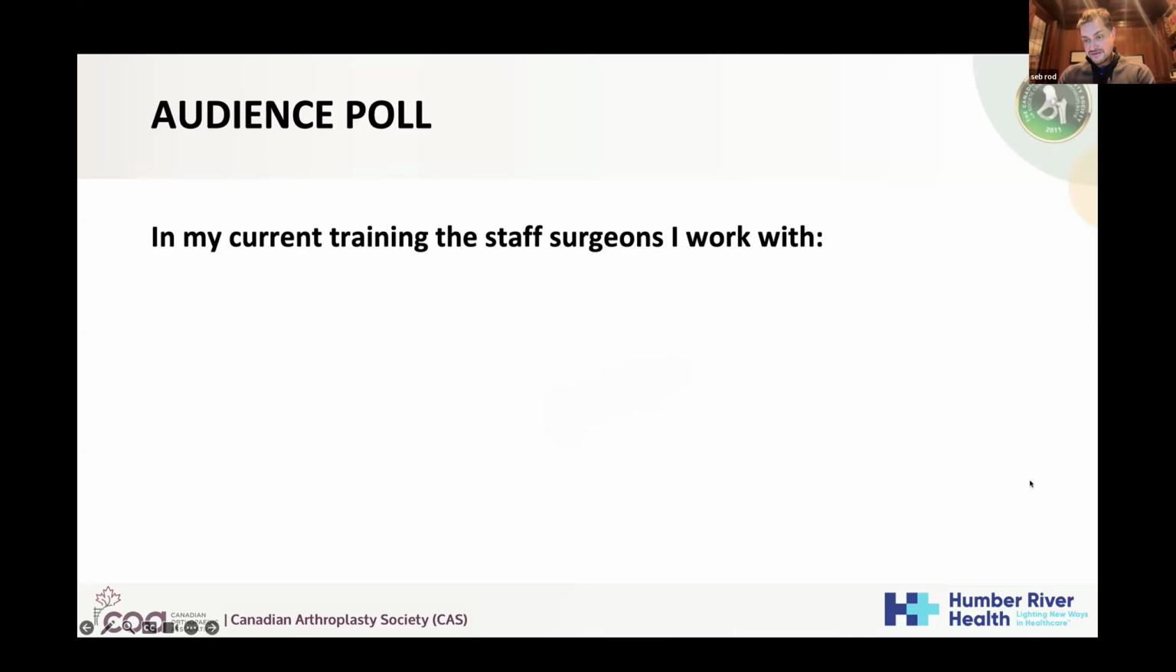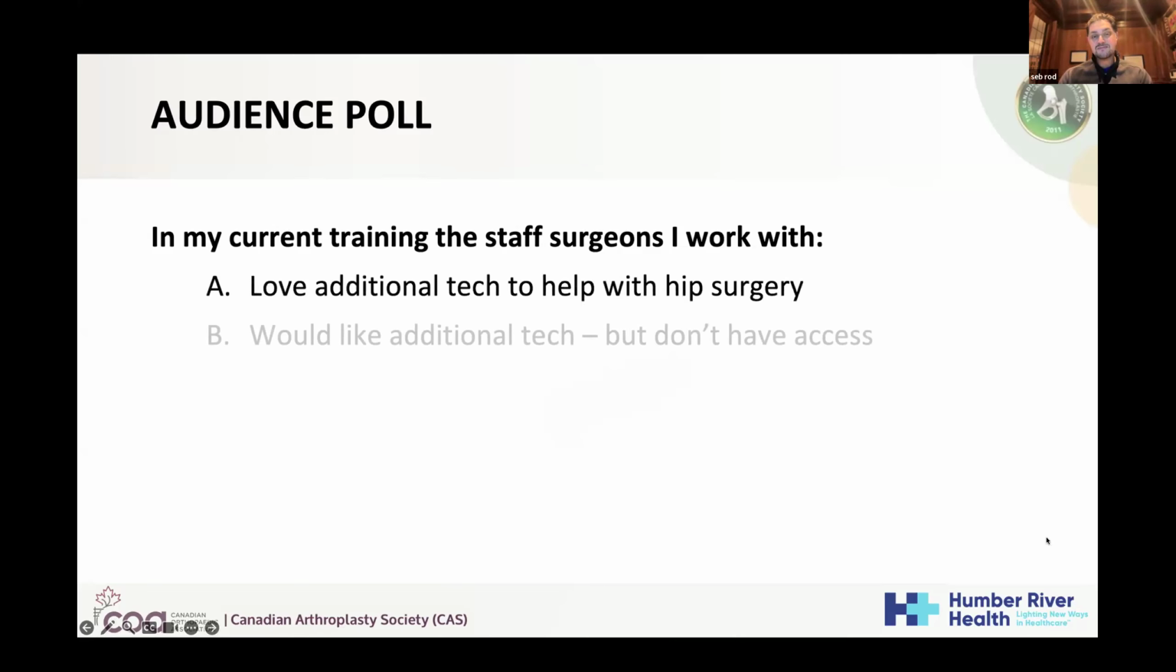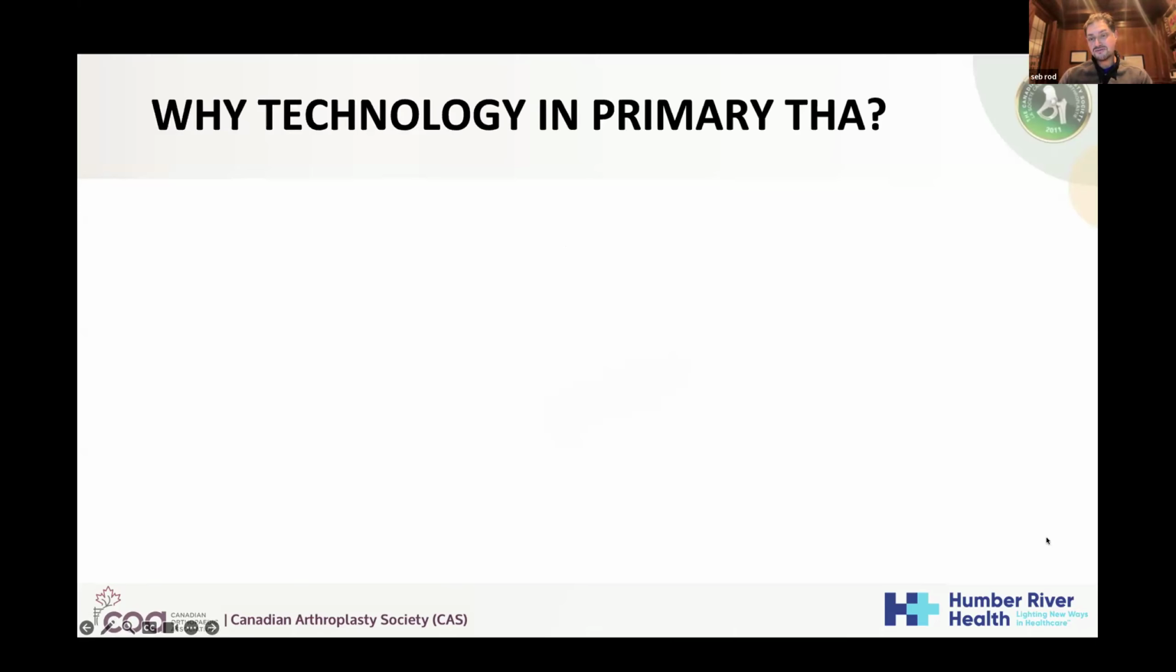So as residents, I'd also tell you that if you aren't seeing some of this stuff at some point during your training and you have an interest in it, you should make your way to a center where you can actually see some of that, because I think this is really the future, whether you believe in it or not.